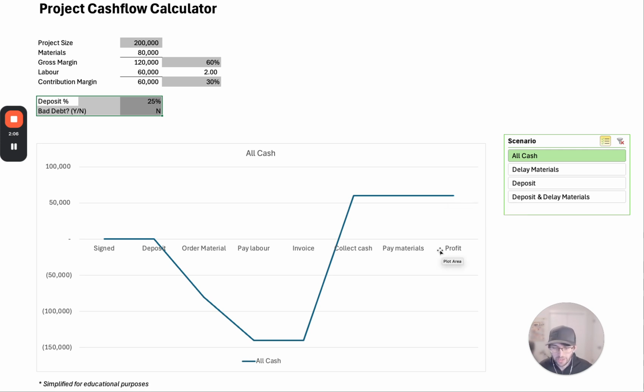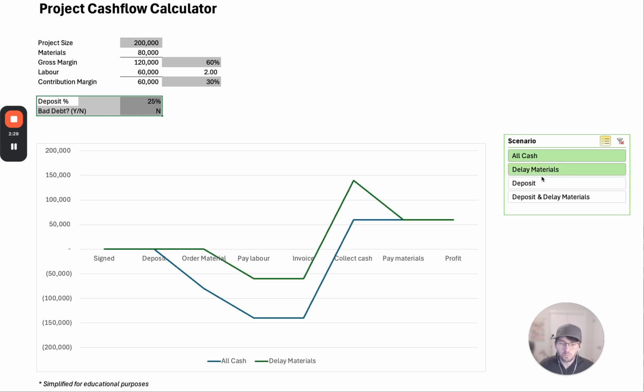But along the way, we had to go almost $150,000 in debt in order to make this project happen. So you would have had to put out $150,000 in order to get that $60,000 in the bank. And that cash would have had to come from cash reserves somewhere or a line of credit or something along those lines.